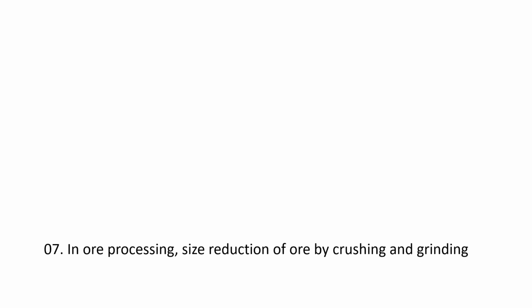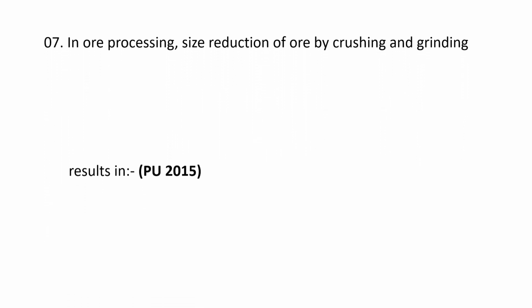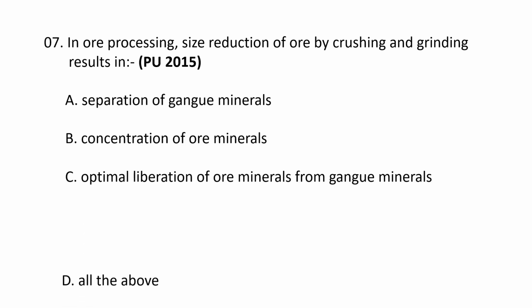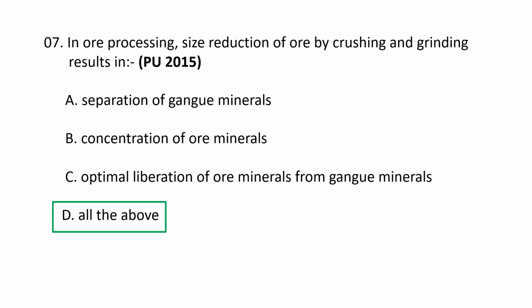Next question. In ore processing, size reduction of ore by crushing and grinding results in: A. Separation of gangue minerals. B. Concentration of ore minerals. C. Optimal liberation of ore minerals from gangue minerals. And D. All the above. So the correct option is all the above.